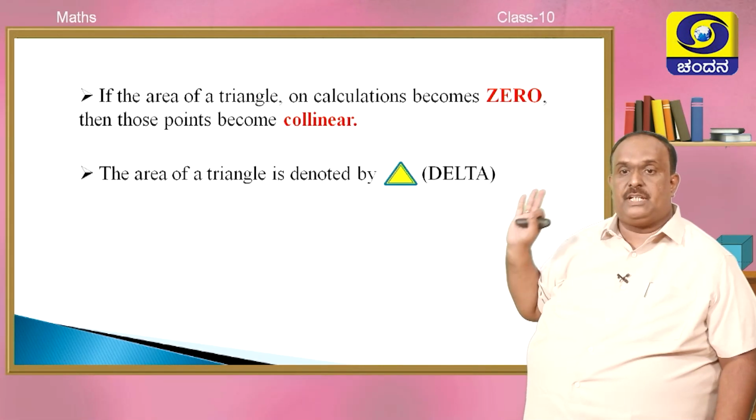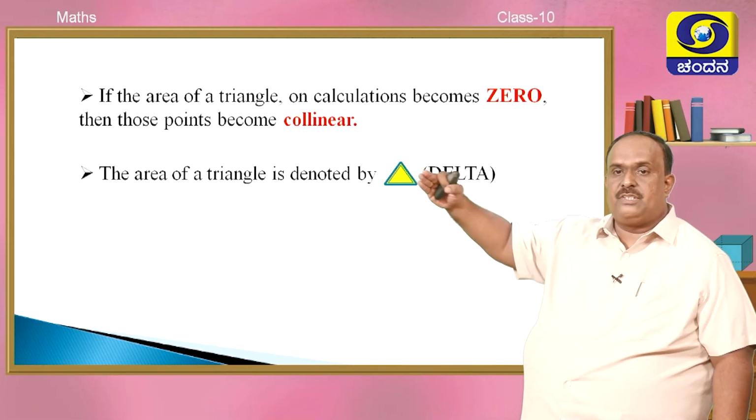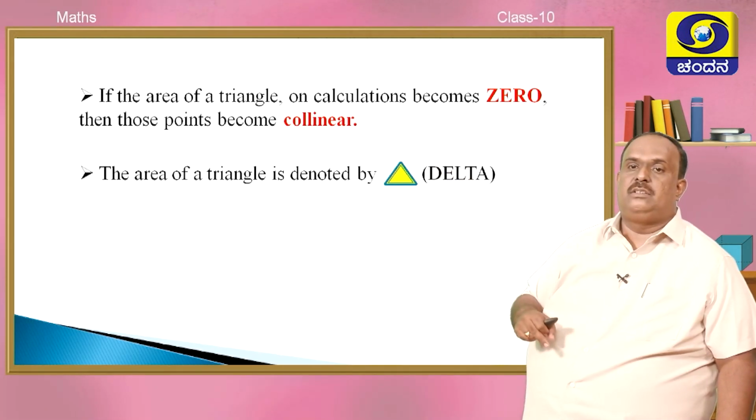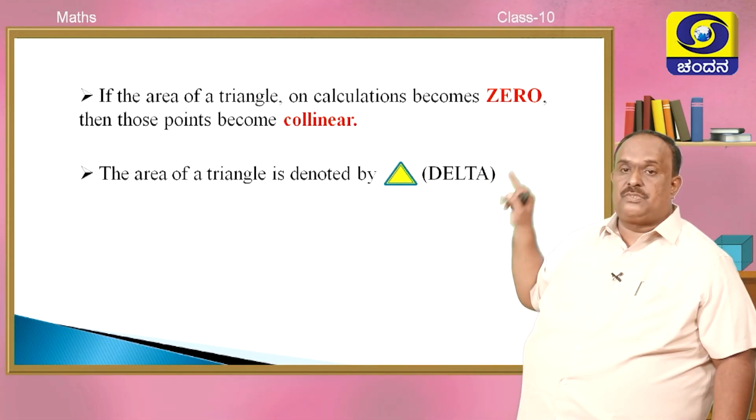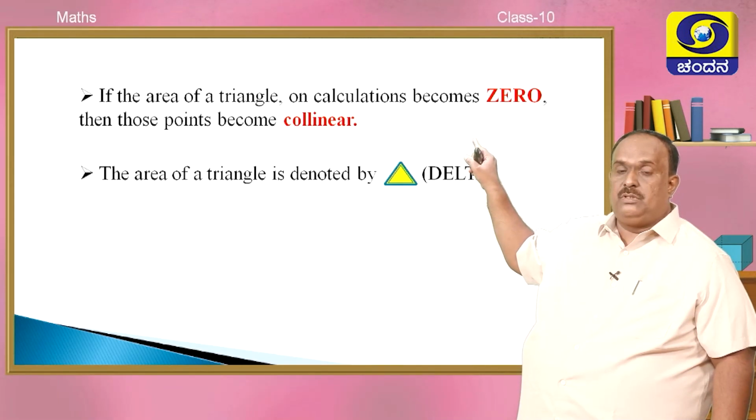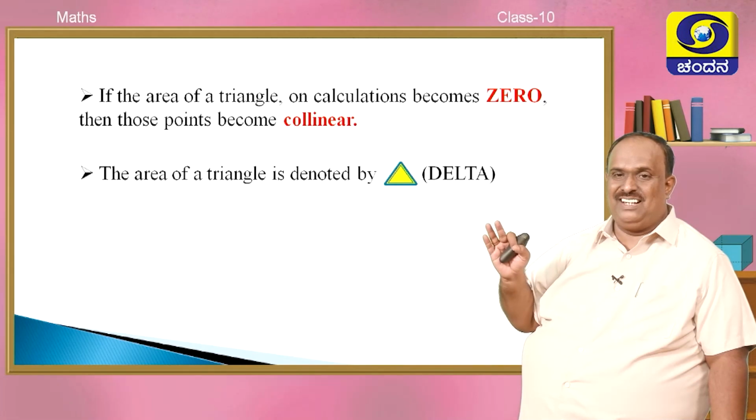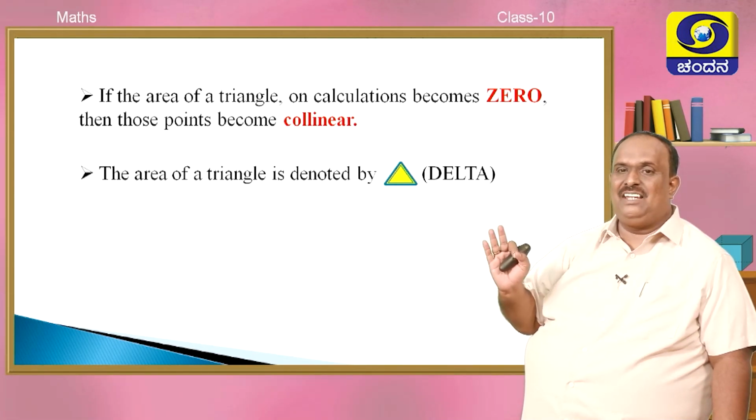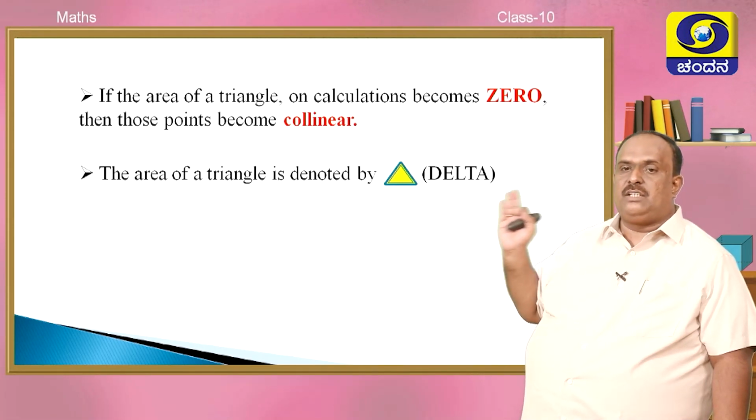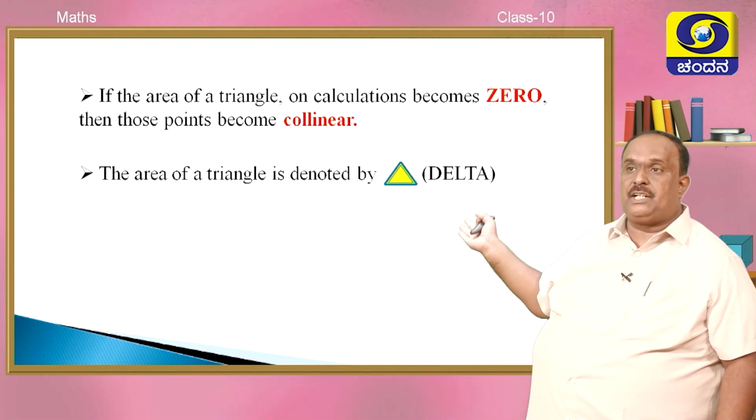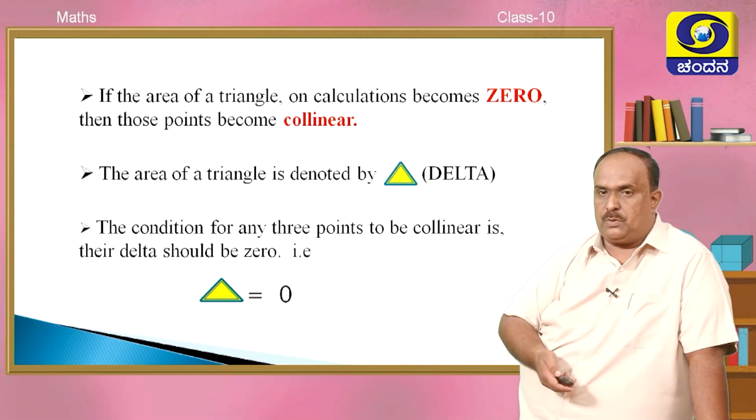You know, in the last class, in the distance formula class, we did how points are collinear: find 3 distances, the sum of any 2 will be the other. Now take the 3 points, write the formula for the area of a triangle, substitute, and finally if you get 0, then the given points are collinear. They lie on the same straight line. Area of a triangle is denoted by the symbol delta. The condition for any 3 points to be collinear is delta equal to 0, area must be 0.